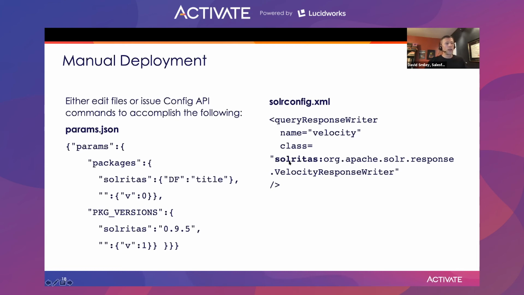What's new here is that the class attribute starts with the name of the package, and then the standard class name within this. So this tells Solr to load this class from the class loader, the internal Java class loader, associated with the Solritis package. Okay, so it's not actually too much magic. And again, you could edit these files like I'm hinting at here. You could also script this using config API commands. I'm not saying you should do one or the other. It depends on how you do things already.